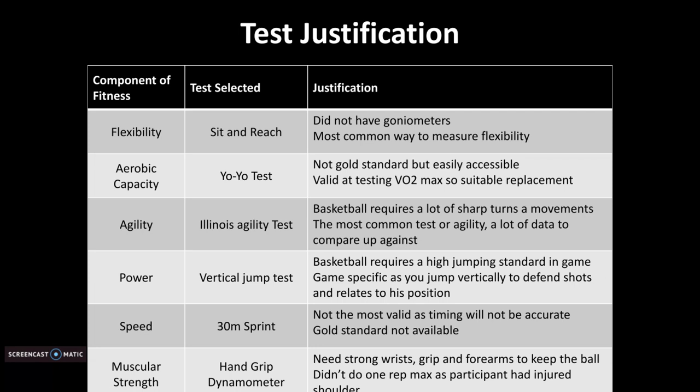I chose the vertical jump test because basketball requires a high jumping standard in-game, and it's game-specific as you jump vertically to defend shots and relates to his position. I chose the 30-meter sprint, which, however, is not the most valid as timing will not be accurate, but the gold standard is not available. And also, speed is a key aspect of basketball, and it's constant up and down the court. And finally, I chose the hand grip dynamometer, because you need strong wrists, grip and forearms to keep the ball. We didn't do a 1 rep max as the participant had an injured shoulder.